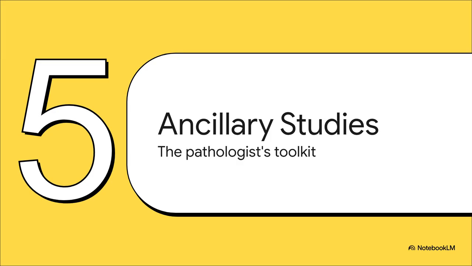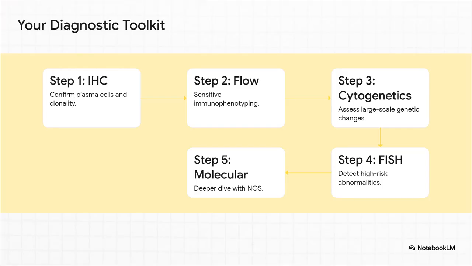Okay, so we've covered the morphology and the major diagnoses. Now, how do we confirm them? And how do we get that crucial prognostic data that our oncologists are waiting for? Let's open up the toolkit. I want you to think of this as a logical workflow, a step-by-step investigation. We usually start with IHC to confirm we've got plasma cells and to prove they're clonal. Flow cytometry gives us a more sensitive, detailed look at their immunophenotype. Then we move into genetics: karyotyping for the big picture changes, FISH for specific high-risk abnormalities, and next-gen sequencing for a really deep molecular dive.